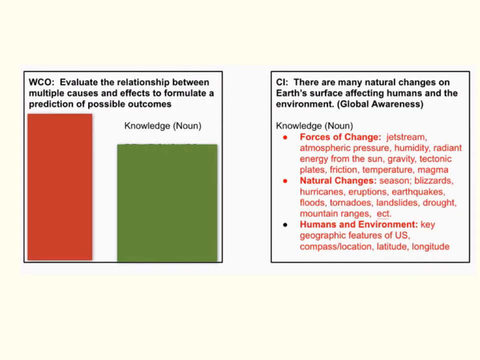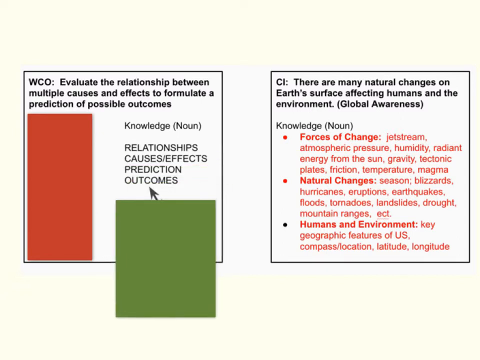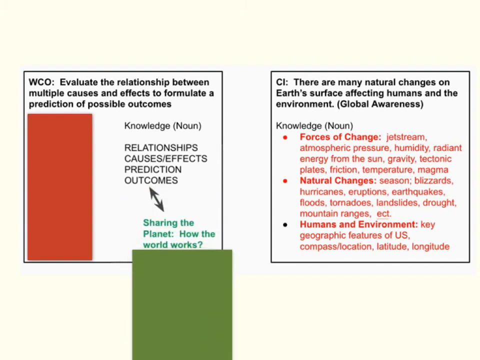Now we're going to move into the last part of the deconstruction process. In the last part, what we want to do is take a look at the knowledge that we identified with our world-class outcome, which in this case was relationships, cause and effects, predictions, and outcomes, and see how that compares to the transdisciplinary theme of this unit. So for this unit, the transdisciplinary theme was sharing the planet, how the world works.